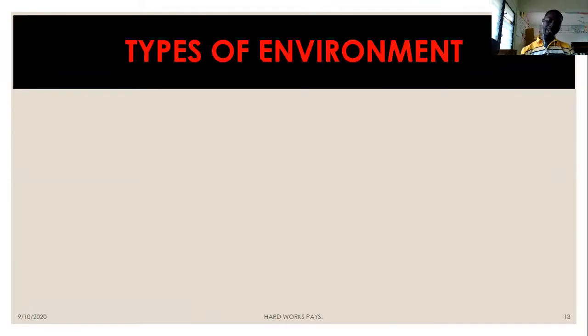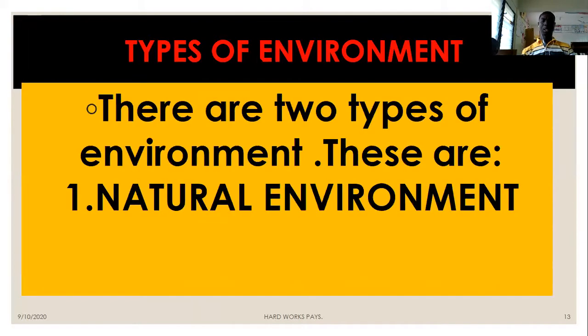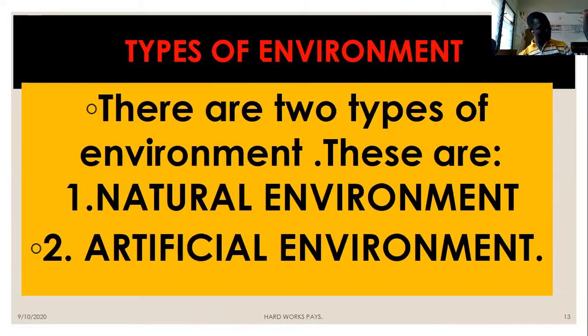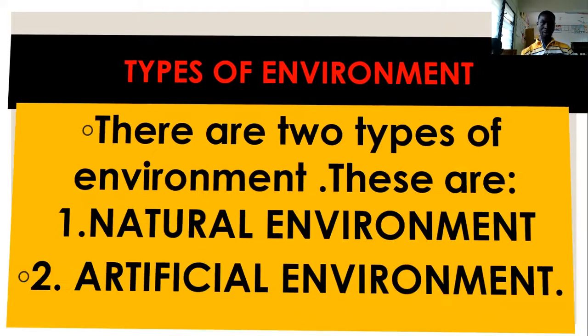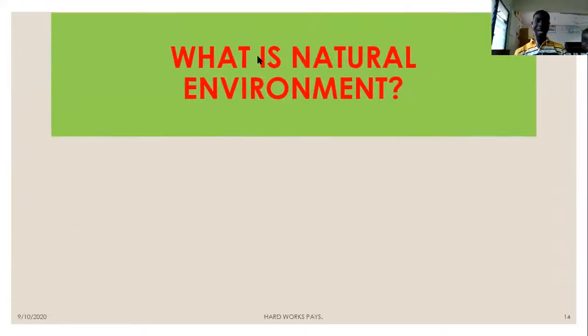Now let's look at the types of environment we have. We have basically two types of environment. One is the natural environment, and the other one is the artificial environment. Very good. Now, someone will ask, what is natural environment?